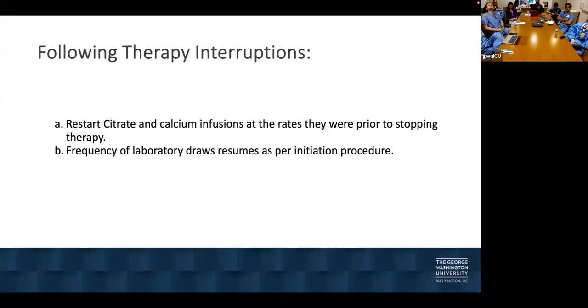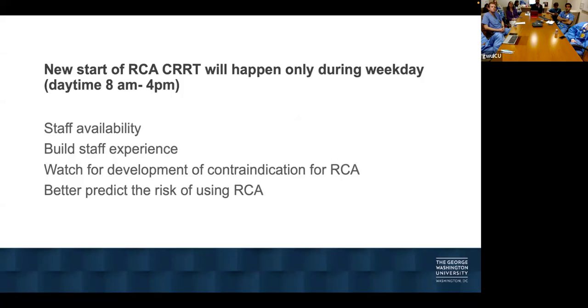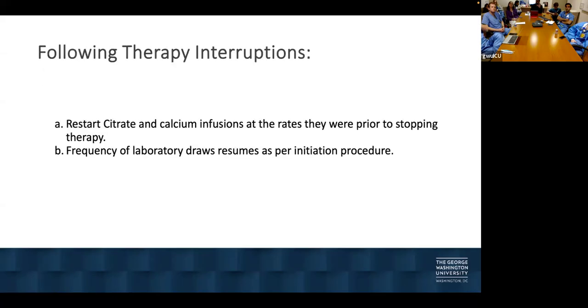Every time that you change anything, or the patient goes disconnected, we start from scratch, from the beginning. You go back to the same infusions, but the labs should be done as a start. You go back to the same rate of calcium gluconate, same rate of citrate, and you do the labs once, just to make sure that you're back.